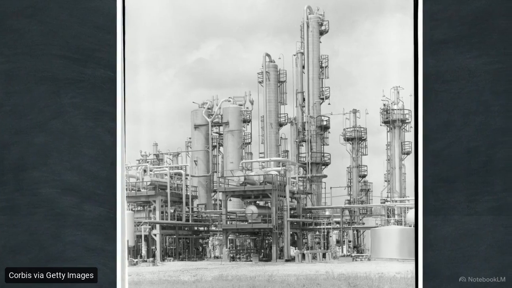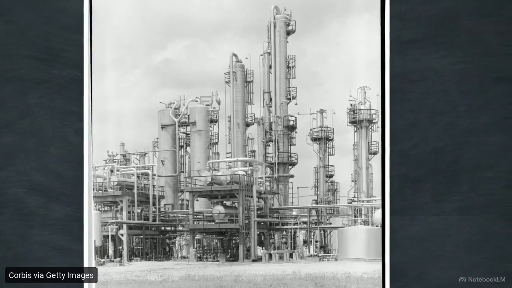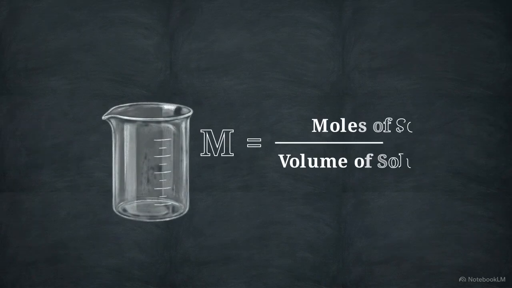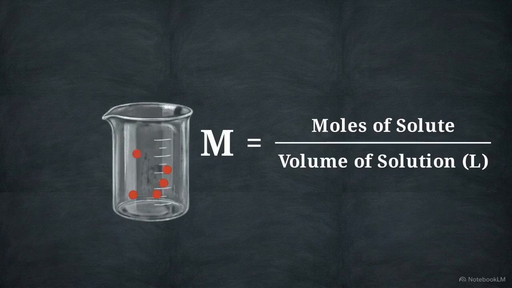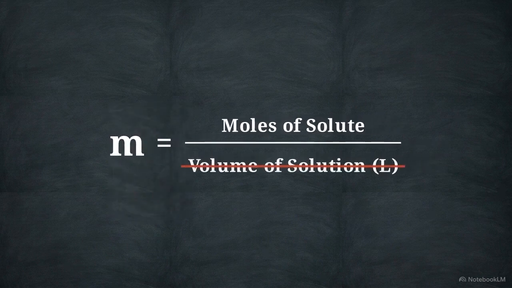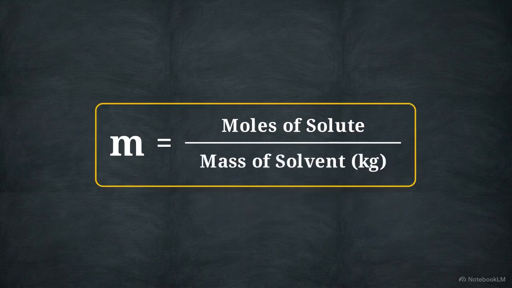Most reactions happen in mixtures and solutions. On an industrial scale, it is critical to know exactly how much substance is dissolved in a liquid. We measure this using molarity, denoted by a capital M. To find it, divide the total moles of your dissolved solute by the volume of the solution in liters. Molality, denoted by a lowercase m, uses a different denominator. Here, we divide the moles of solute by the mass of the pure solvent in kilograms.